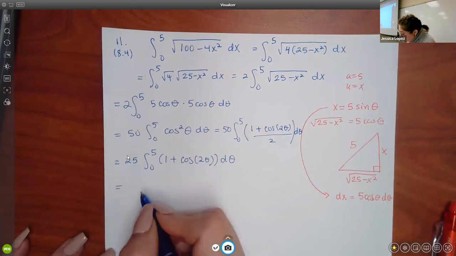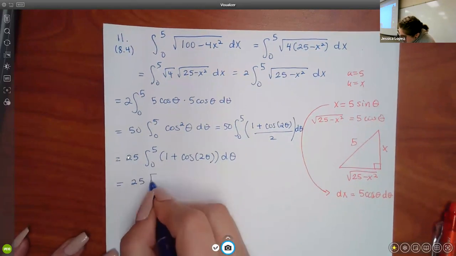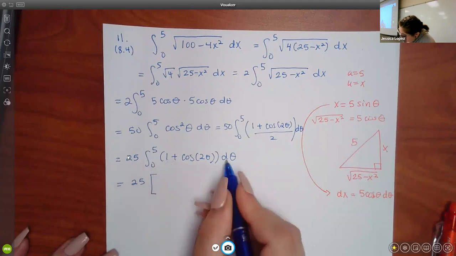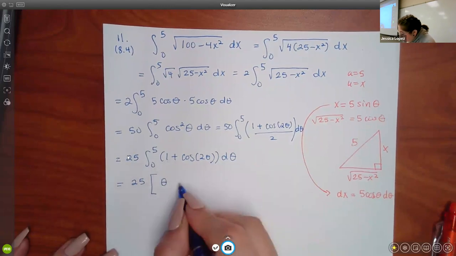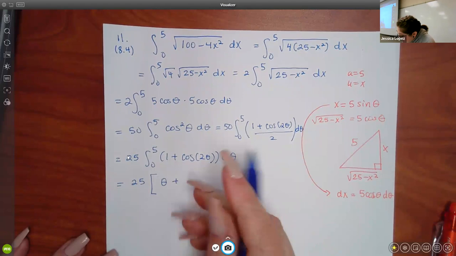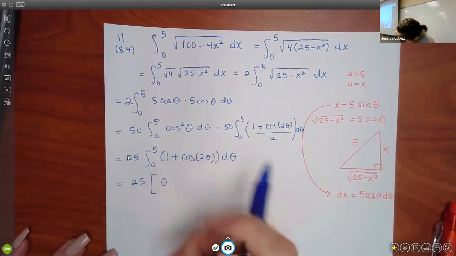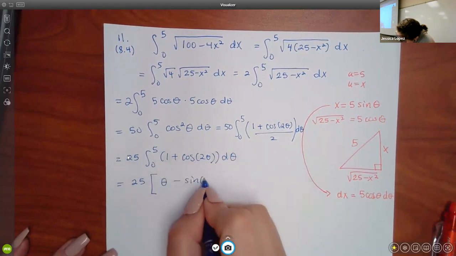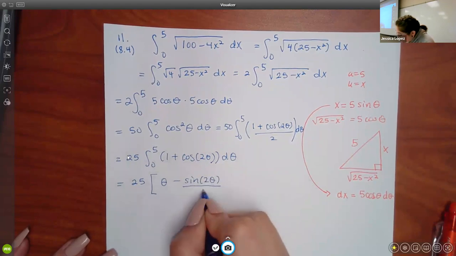Just because I'm cramped for time, I'm going to do a shortcut. So the integral of 1 d theta is just 1 theta. The integral of cosine is negative sine. But the u substitution part will require me to divide by that 2.